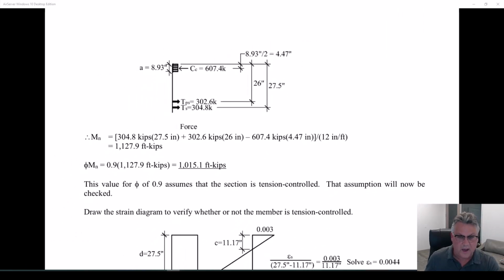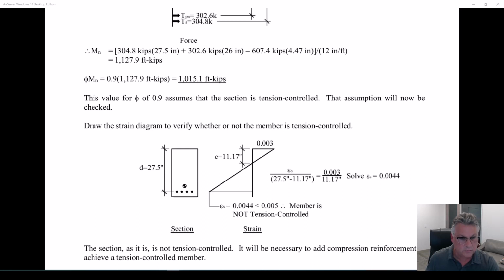So once we do that, we can set up the force diagram. We know where everything is. You can sum moments about any place you feel like. That nominal moment in this case is 1,127.9 foot kips. And I'm assuming, and I'm always going to do that, always going to use that 0.9, put that on there to get the maximum usable capacity. Now I've got to prove to myself that I can use that 0.9.